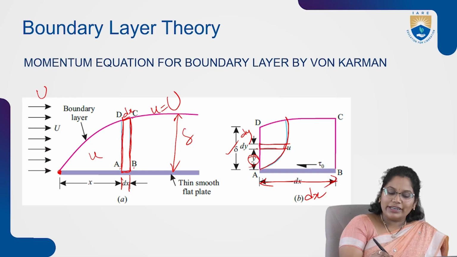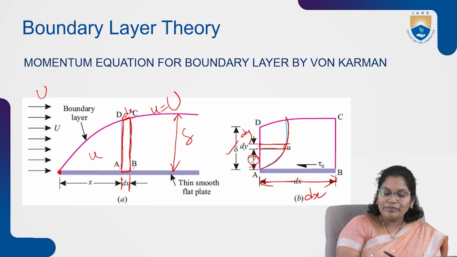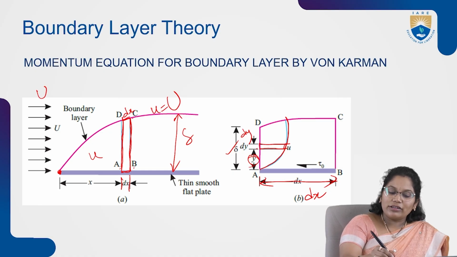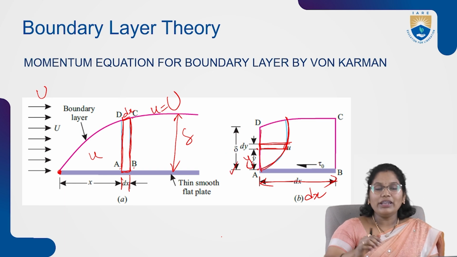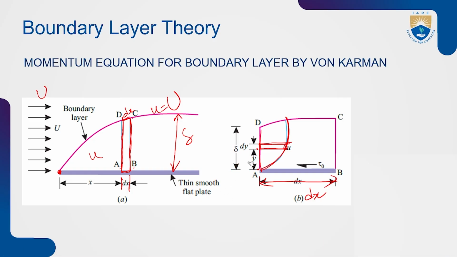dx is the distance of the small element from A to B, and from A to D we are taking a velocity distribution. In that velocity distribution, we draw a small strip whose thickness is dy, and from the plate to the strip it is small y, and the complete height is the velocity boundary layer thickness. Now for this we are deriving a momentum equation.